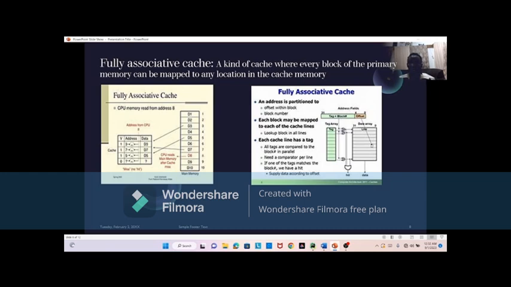Thus, an address is partitioned into offset within block and block number. Each block may be mapped to each of the cache lines, and each cache line has a tag. All tags are compared to the block in parallel, needing a comparator per line, and if one of the tags matches the block, we have a hit. Supply data according to offset.